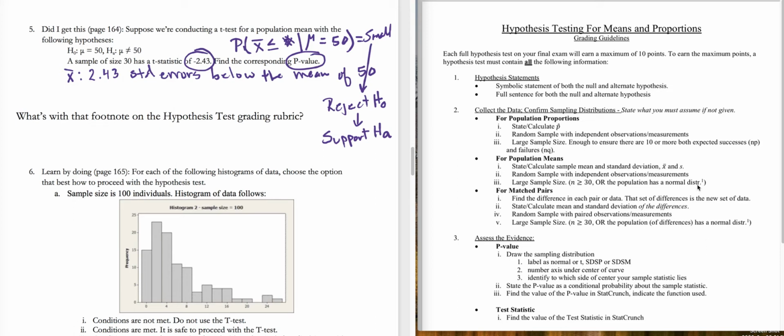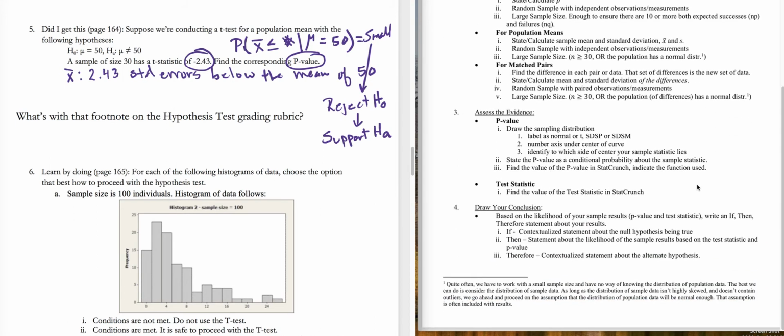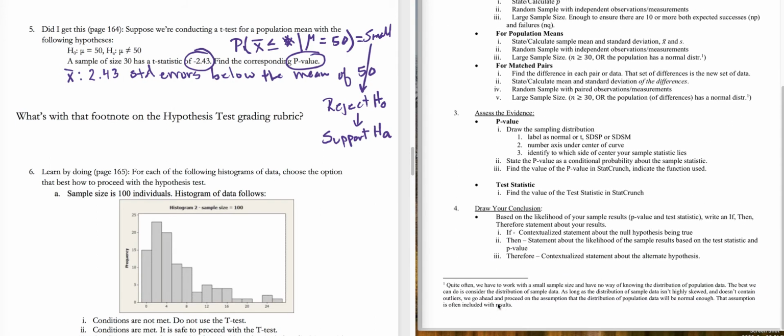All we have is what's going on in the sample. So that's what our footnote down here is going to talk about. What needs to go on in the sample? It says quite often we have to work with a small sample size.